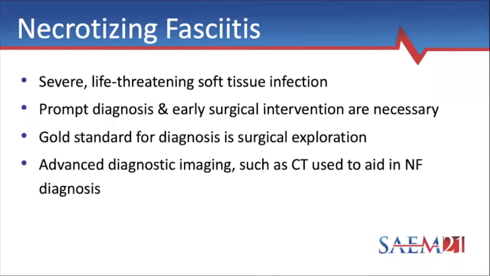So let's review necrotizing fasciitis. Necrotizing fasciitis is a severe, life-threatening soft tissue infection. It spreads quickly, so prompt diagnosis and surgical intervention are necessary. Without this, negative health outcomes such as limb amputation or death can occur. Currently, the gold standard for diagnosing necrotizing fasciitis is through surgical exploration, and advanced diagnostic imaging is used to aid in the diagnosis. CT scans are typically the gold standard for diagnostic imaging.